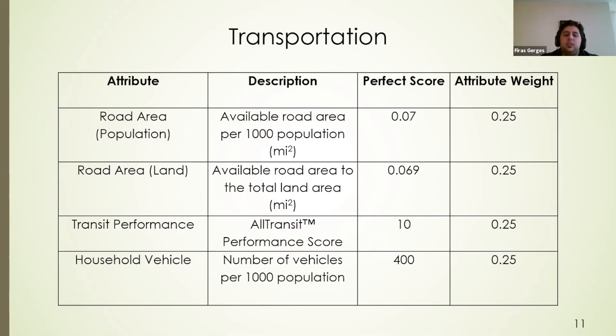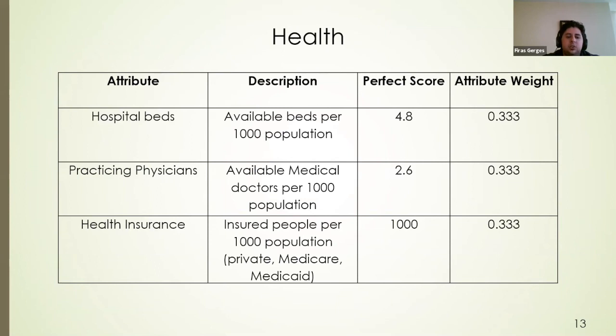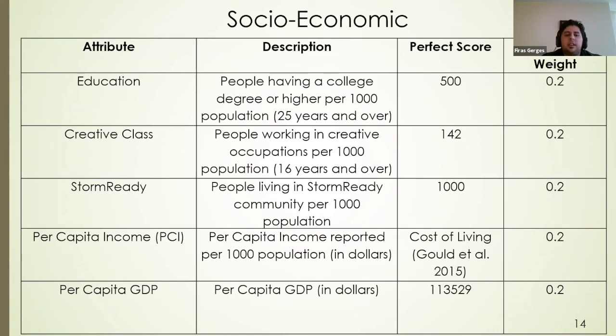Within the transportation sector, for example, we use the road area to population, road area to land, transit performance, which is a public transportation ranking system, and household vehicles as attributes. Within the energy sector, we use the power distribution network, microgrids, and renewable energy. For the health sector, we used hospital beds, practicing physicians, and health insurance. And finally, for the socioeconomic sector, we use education, creative class, storm-ready communities, which are people living in a storm-ready community, a communication program developed by the National Weather Service, and then per capita income and per capita GDP.